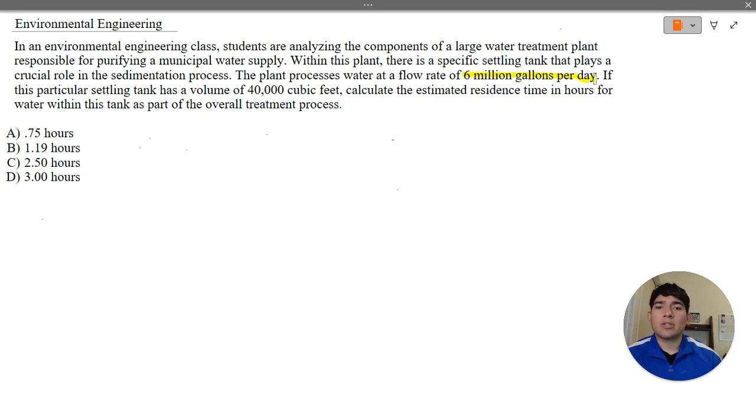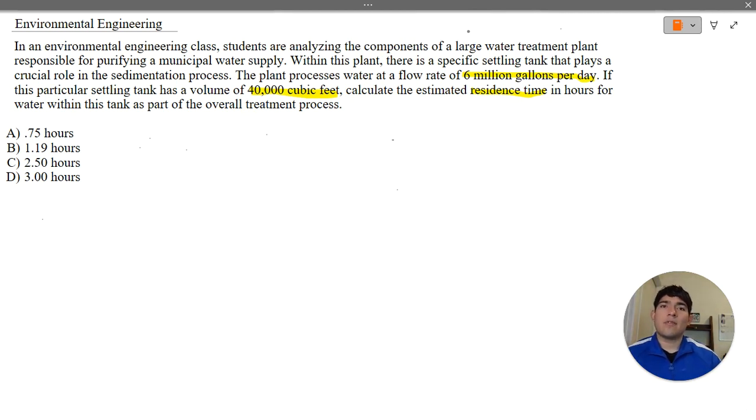And then we're asked to take a look at a specific settling tank that has a volume of 40,000 cubic feet. And we need to estimate the residence time for the water in that tank as part of the overall process. So I'll highlight that also, residence time. And that is our problem. So I'm going to show you how to solve this.